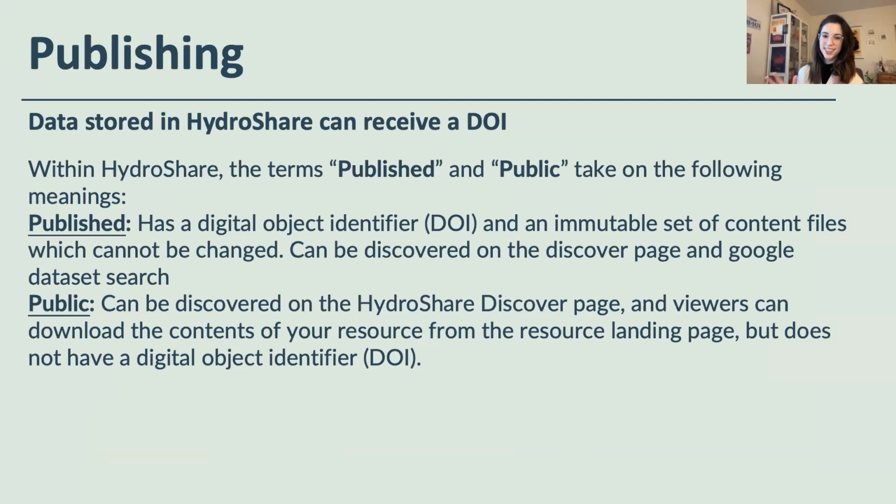Okay, publishing. I talked about publishing at the beginning, and I've said a few things about it, but publishing is the act of requesting a DOI for your data set in HydroShare. Public and published take on distinct meanings in HydroShare. A published resource has a digital object identifier that has been minted through Crossref, and it is an immutable set of content files that cannot be changed. It will be discoverable on the Discover page and Google Dataset Search. It cannot be private. If it has a DOI, it must be accessible.